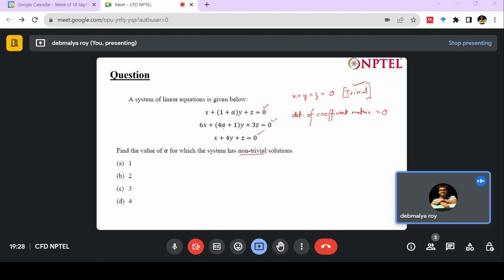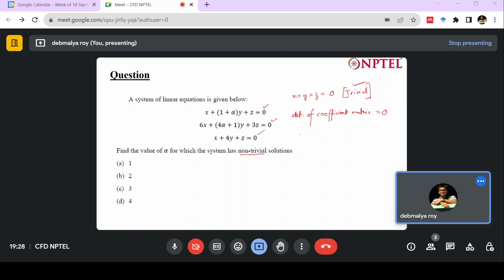You can also follow a longer route by calculating the rank of the matrix. What should be the case here? The rank should be 2. The rank should not be 3. So that is also one way in which this particular solution can be approached, and that is also not a very difficult solution here.